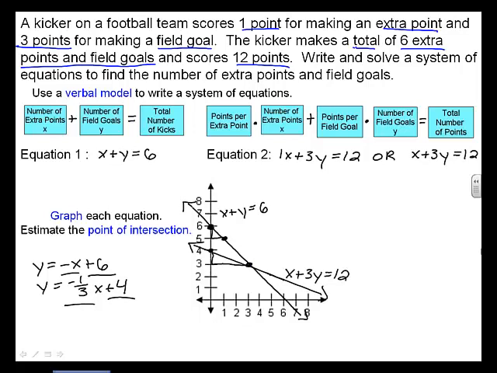Next, we want to estimate the point of intersection. This is where the 2 graphs intersect. Here, we can estimate this to be the point 3, 3. Now we want to check our point.